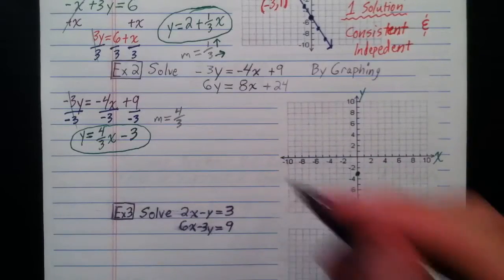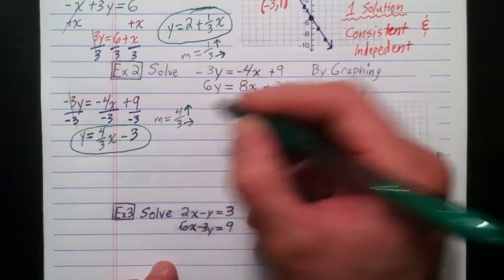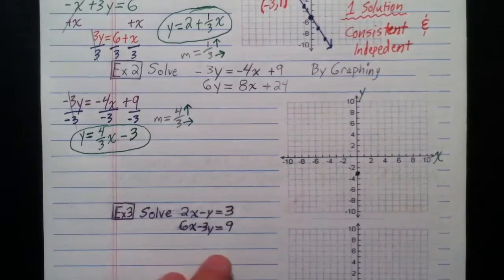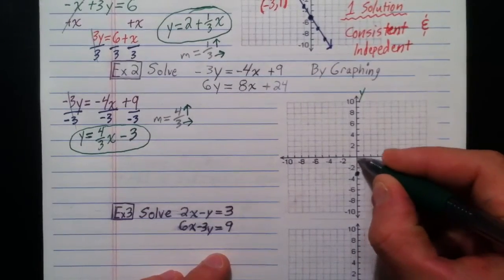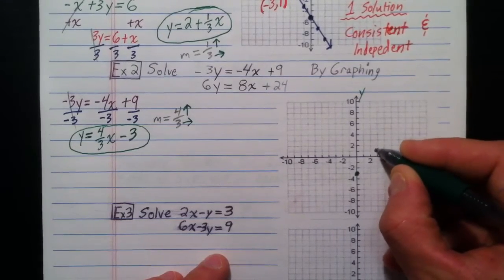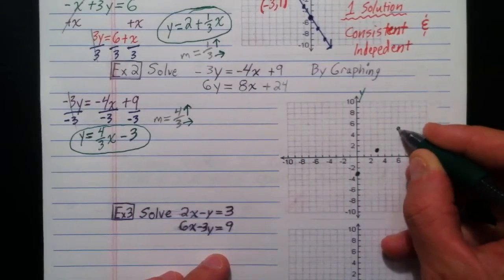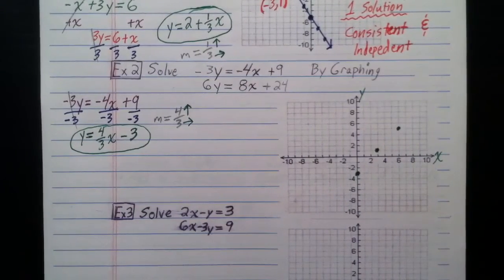Positive 4/3. So from point to point, we're going to be moving up 4 and to the right 3. So up 1, 2, 3, 4, to the right 1, 2, 3. 1, 2, 3, 4, 1, 2, 3. And that'll be good enough in this example.